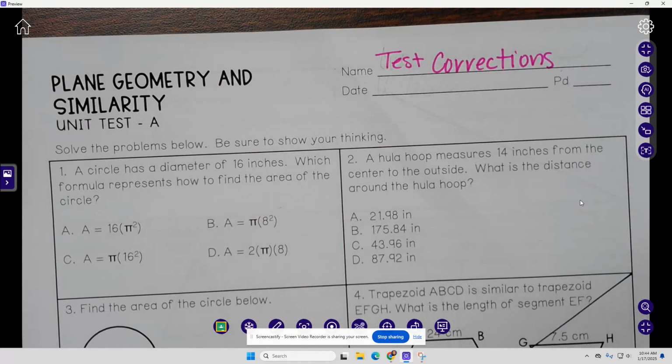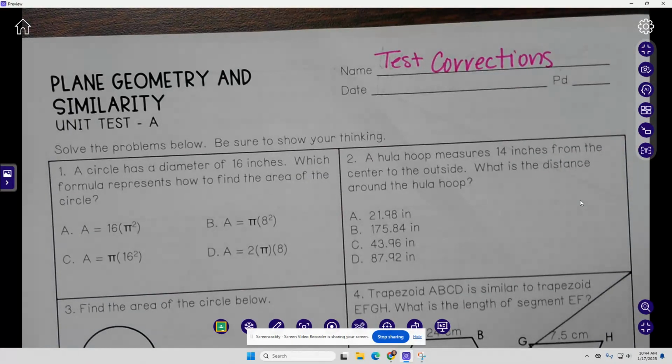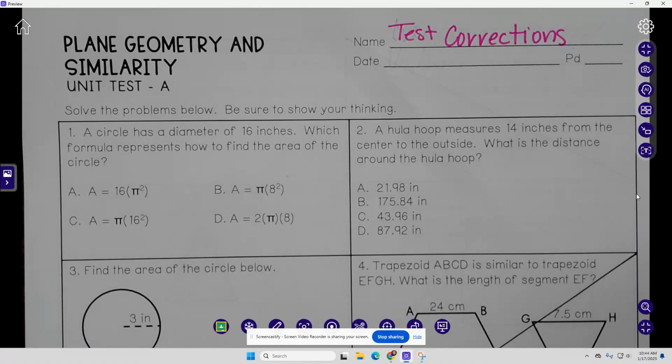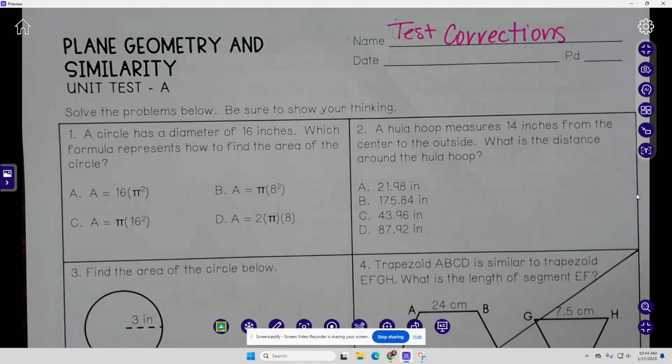Hi everyone, this is the test correction video for our geometry test that we just took. So here we go. A circle has a diameter of 16 inches. Which formula represents how to find the area of the circle?